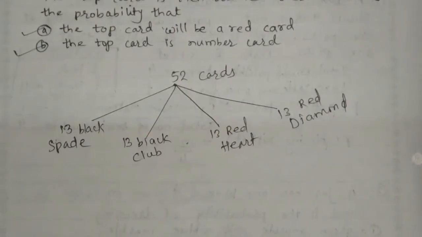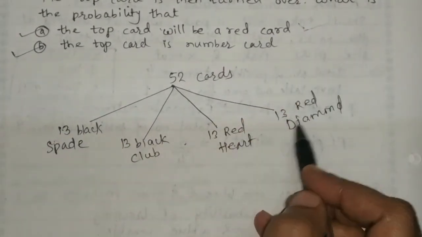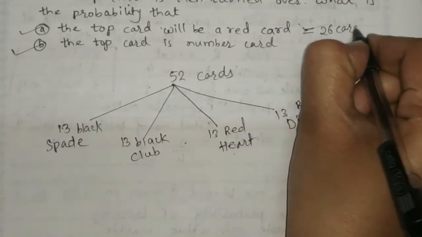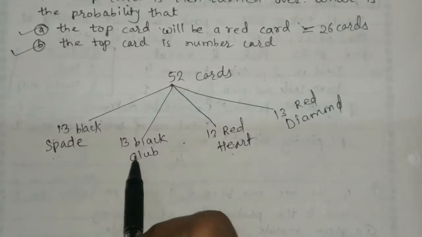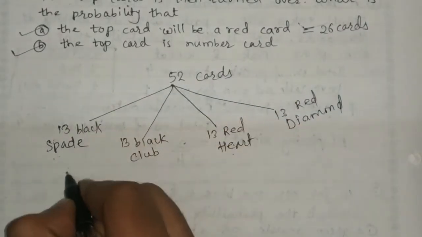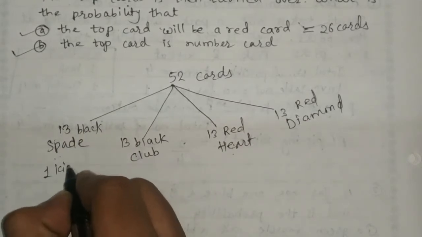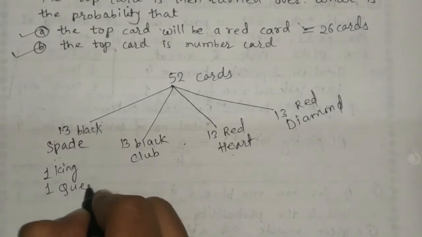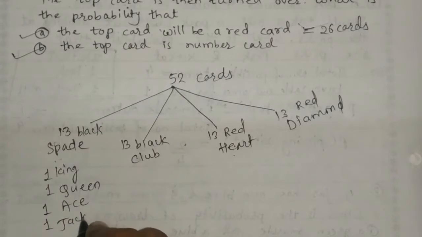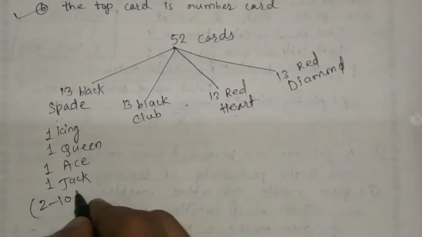So again in this, we want to find out the red card. Red cards are 26, and 26 are black cards, and we want a number card. We know that in this black suit of 13, there is going to be 1 king, 1 queen, 1 ace, 1 jack, and the rest of the cards, 2 to 10, are the number cards.